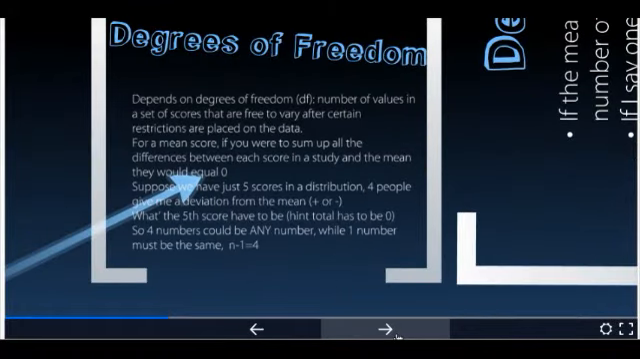All right. So this gets you to your degrees of freedom, and this is an important concept that I know a lot of students struggle with, so I want to try to walk it through. The degrees of freedom depends on the number of values in a set of scores that are free to vary after certain restrictions are placed on the data. So if you have a mean score of something, and if you sum up all the differences between each score in a study and that mean score, it would always equal 0, right?